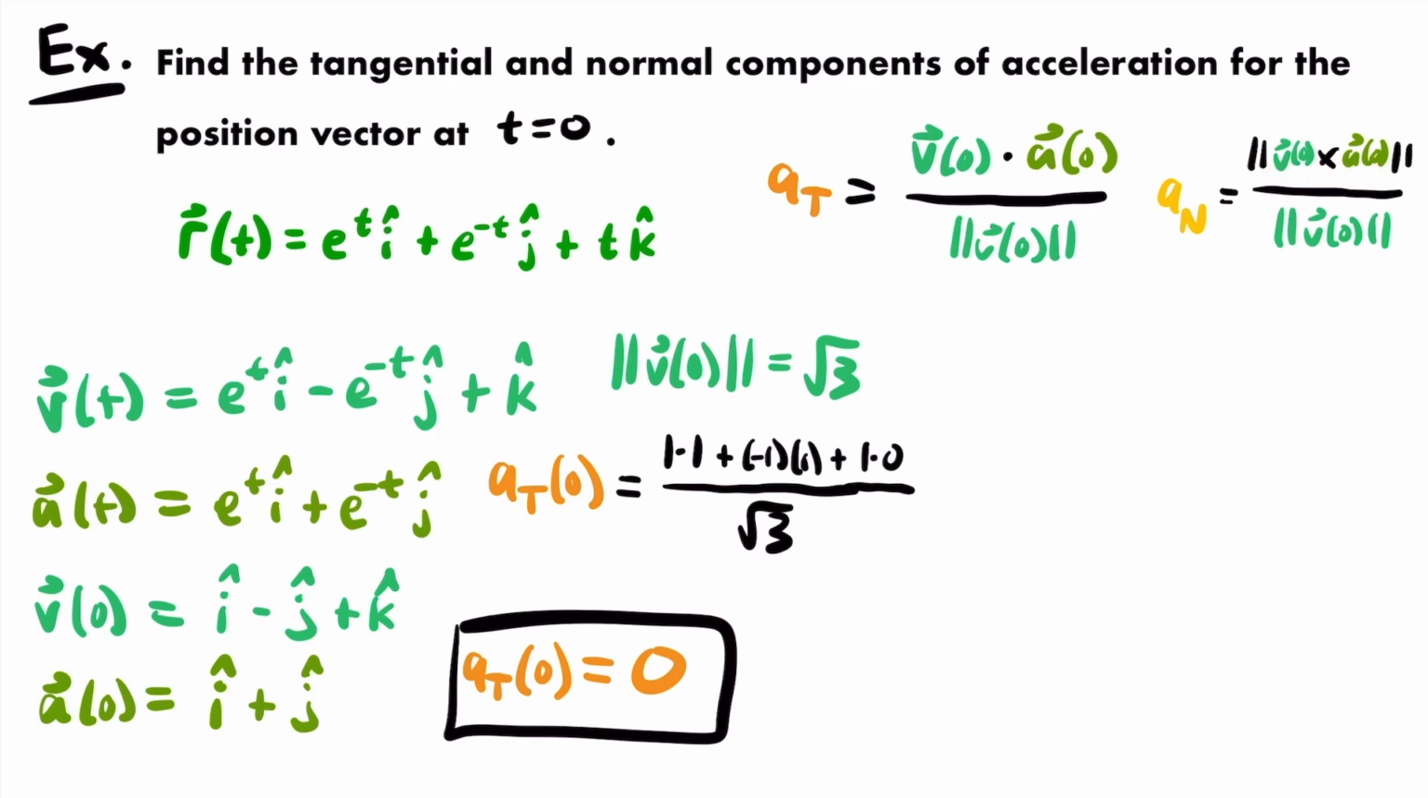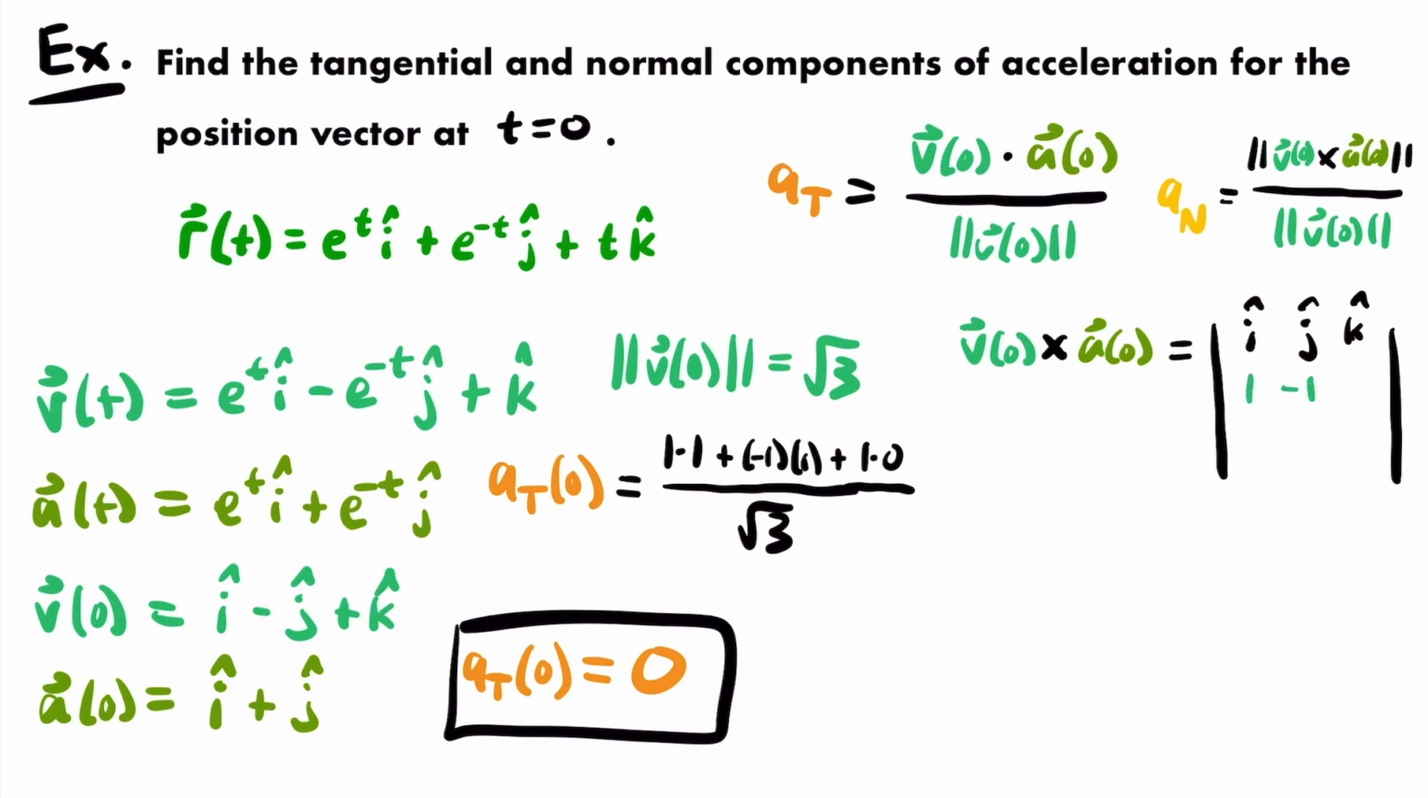Let's actually calculate it here. We're going to take v of 0 cross a of 0. And so setting up that 3 by 3 matrix, i, j, k, the components of the velocity vector are 1, -1, and 1. So we have 1, -1, and 1.